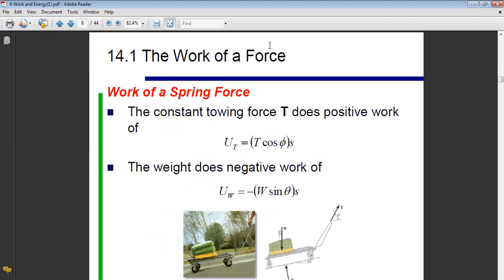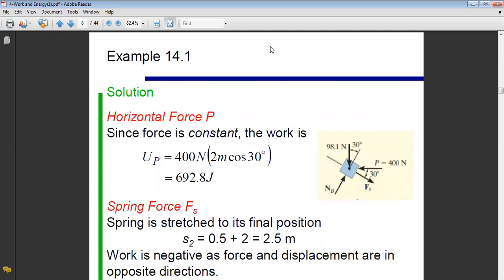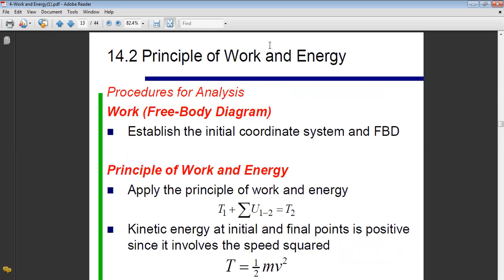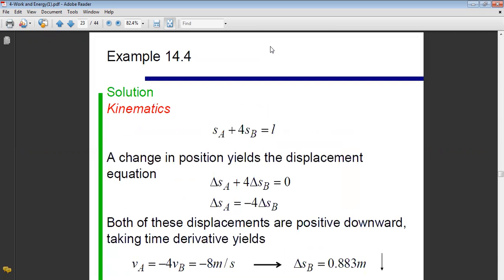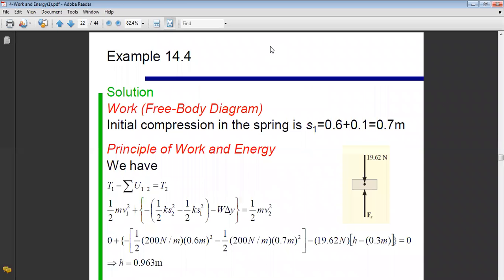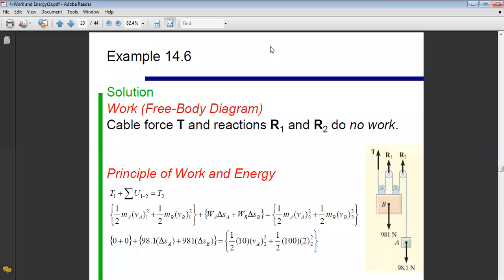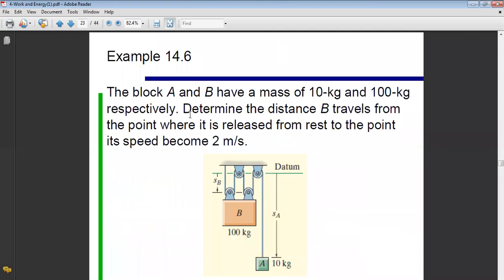Okay, so now, last time we have introduced the principle of work and energy, and we have done some problems. So we will continue with problems today. First, blocks A and B have a mass of 10 kilogram and 100 kilogram respectively. Determine the distance B travels from the point where it is released from rest to the point where its speed becomes equal to 2 meters per second.